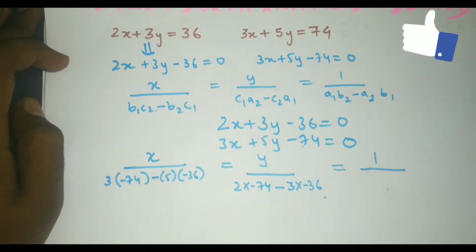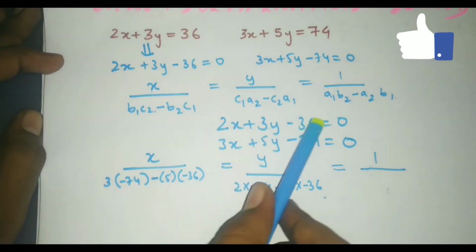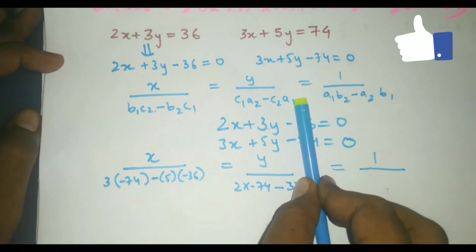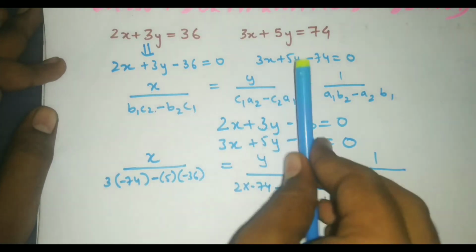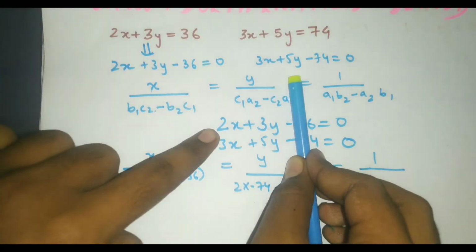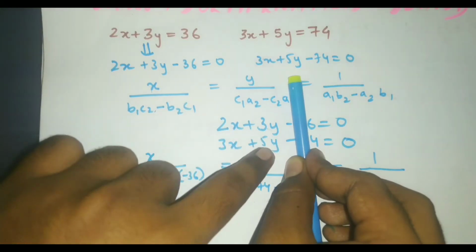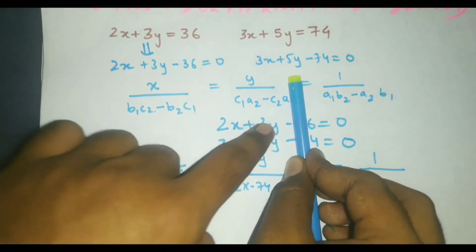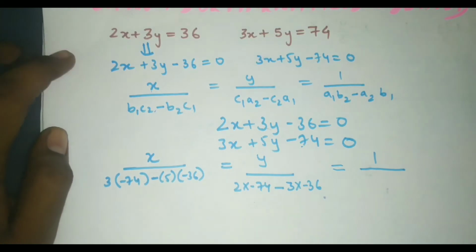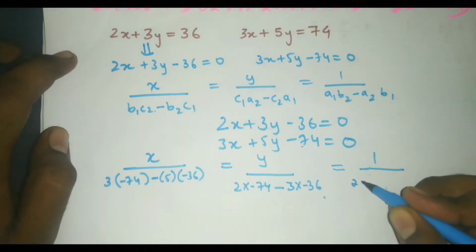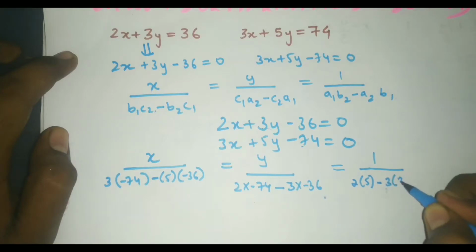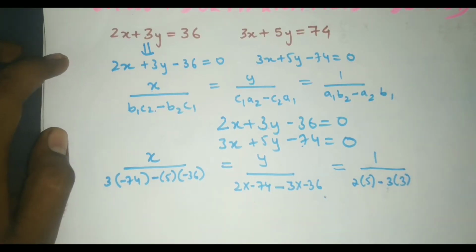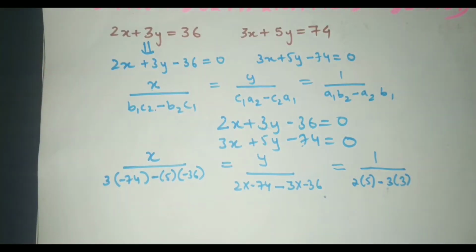Now again put the equal sign, then write 1 by. 1 by means the constant terms: leave the constant terms and see the other two terms, the x coefficient and the y coefficient. Leave this term. What is left is 2 into 5 minus 3 into 3. So this is a simple way to do cross multiplication.